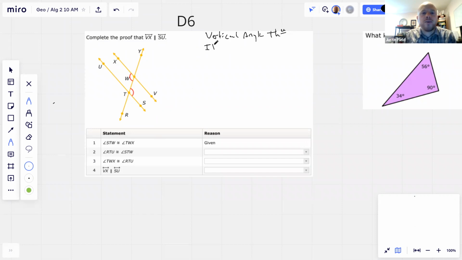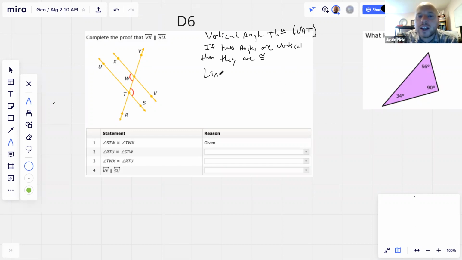And the theorem, the vertical angle theorem, is: if two angles are vertical, then they are congruent. I really like to abbreviate because there are just so many words. So I write VAT for vertical angle theorem.